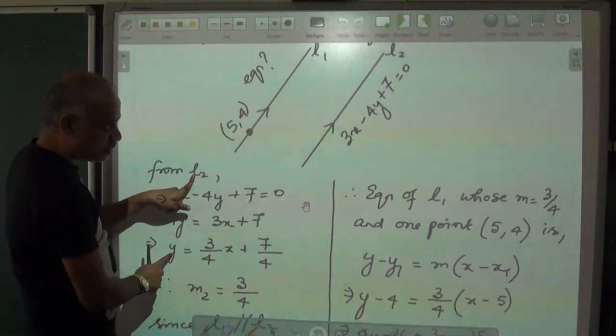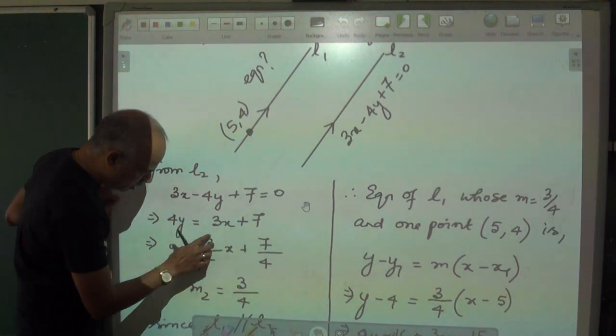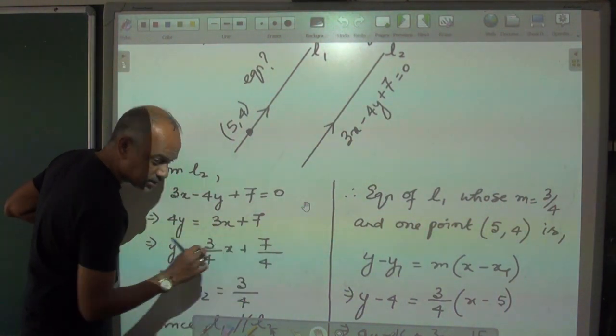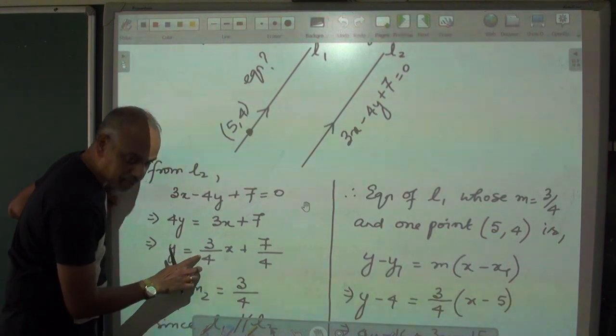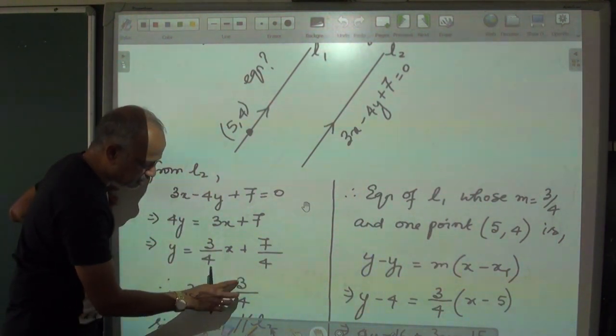This is for line 2, therefore slope is m2. So this is in the form y is equal to mx plus c. So m value is 3 by 4. Because it's for the second line, this is m2 is equal to 3 by 4.